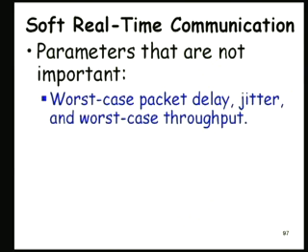But there are some parameters which are not important. For example, the worst case packet delay. It does not really matter if certain packets got delayed, as long as the average throughput is met. We do not bother if some packets got delayed or they came very fast. Jitter, we do not bother.